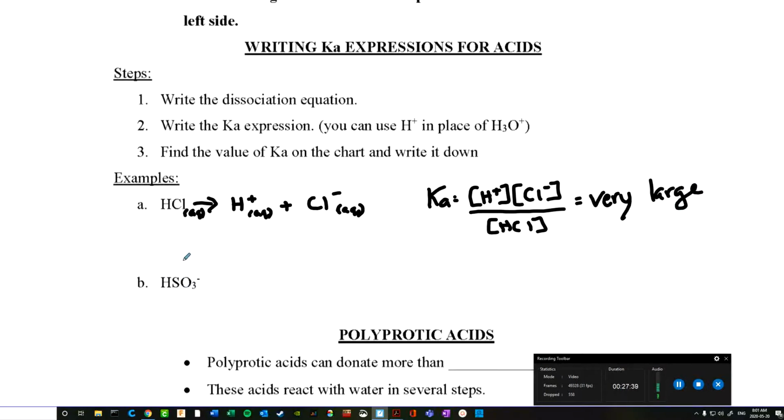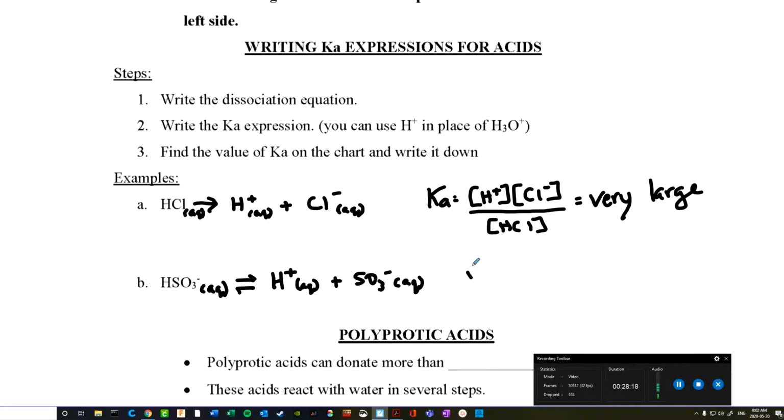Okay, let's try this one. So HSO3 negative. Okay, now I'm going to show the double arrow here just because HCl, anytime it's a strong acid, so hydrochloric acid's a strong acid, you can use a single arrow. Anything on your Ka chart that doesn't say very large next to it, you would use the double arrow. So this would break up into H plus and SO3 minus.